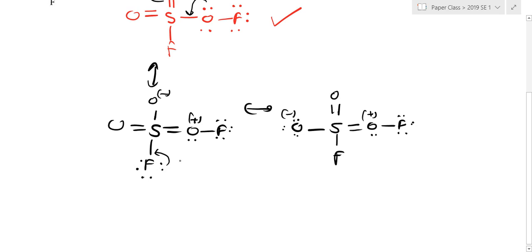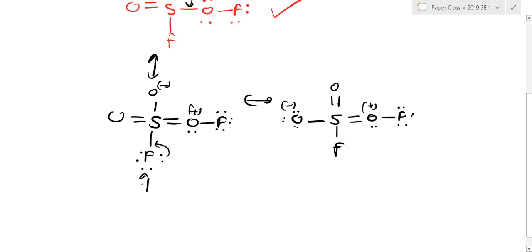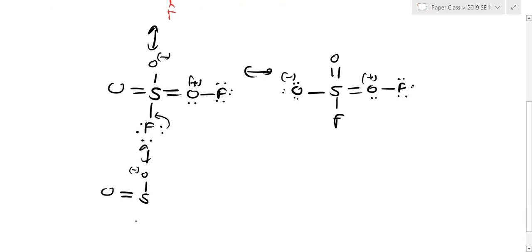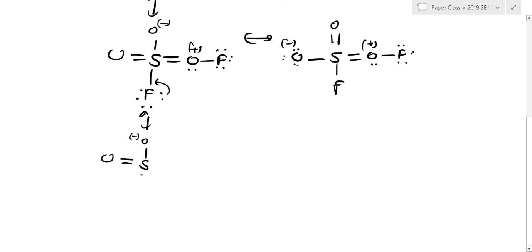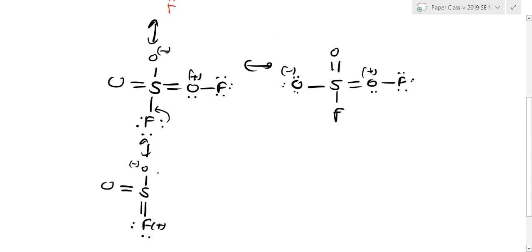I am only doing the fluorine donation. Why break this pi bond? Because sulfur can bear more than 8 electrons, right? Okay, let's draw that. O minus is there. This is oxygen, and fluorine now is double bonded. Two lone pairs are there, plus charge has come. Okay, and this should be what? Wait a second.